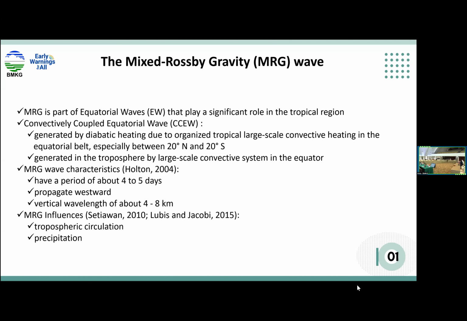In the first part, I will share theoretical information about the mixed Rossby-Gravity wave, and in the last part, I will share about the equatorial mixed Rossby-Gravity wave's influence in the maritime continent, but especially in Indonesia. So the mixed Rossby-Gravity wave, or MRG wave, is a part of the equatorial waves that play a significant role in the tropical regions.